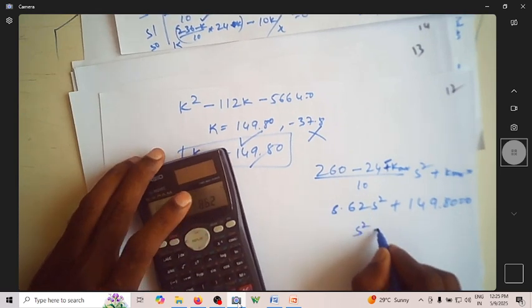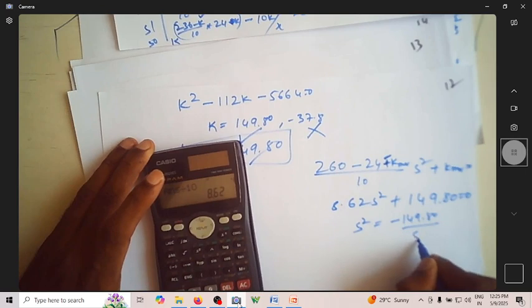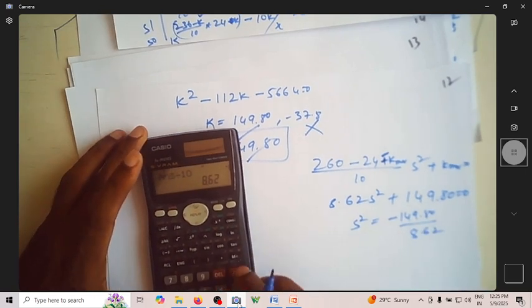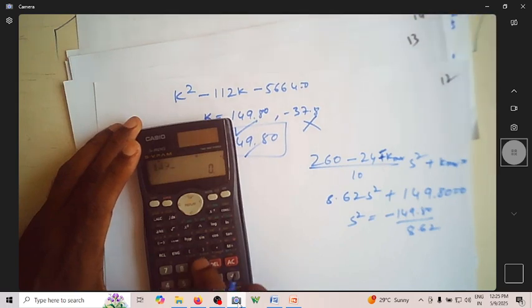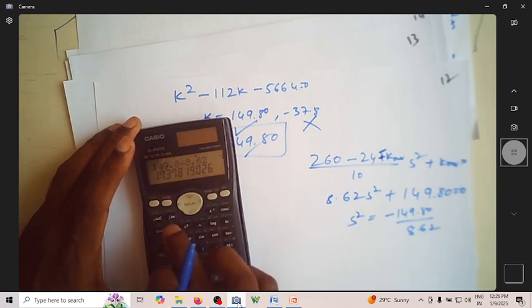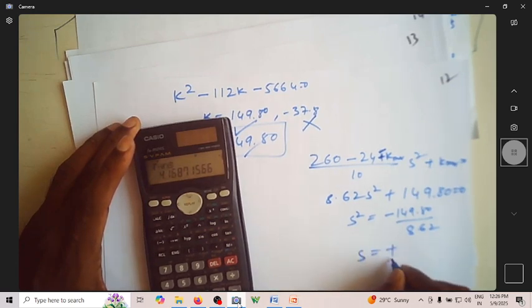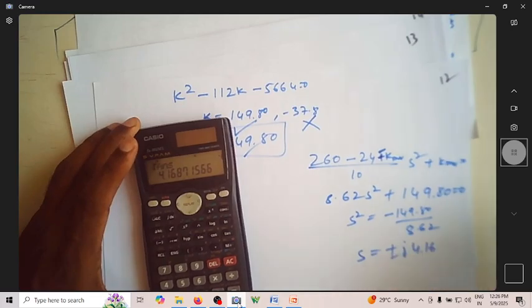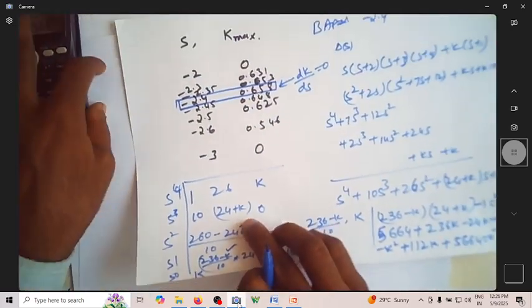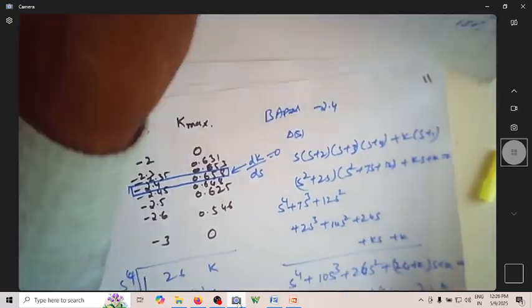Then s square is equal to minus 149.80 by 8.62. So it is 149.8 divided by 8.62. And the root of that answer would be s is plus or minus j 4.16. Meaning, we know that where is that root locus? We have this root locus.